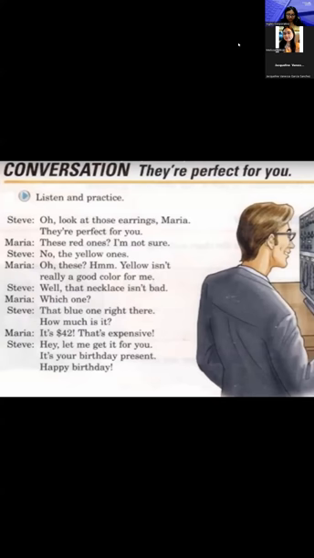Well, that necklace is not bad. Which one? That blue one right there. How much is it? It's $42. That's expensive. Let me get it for you, it's your birthday present. Happy birthday.